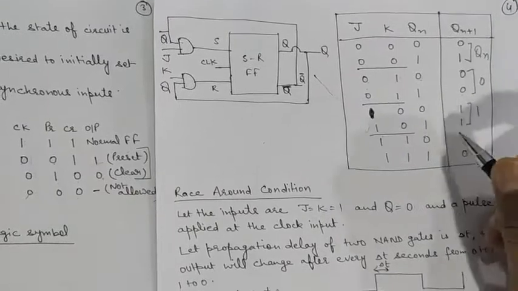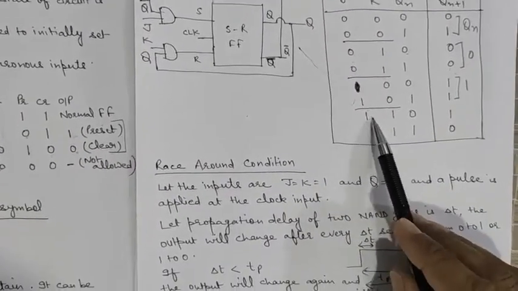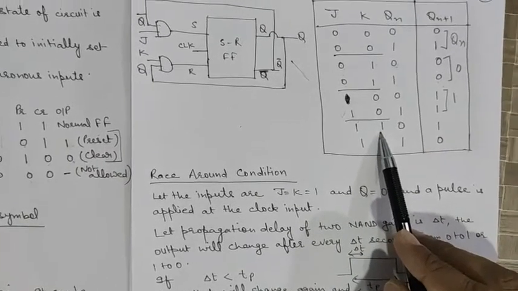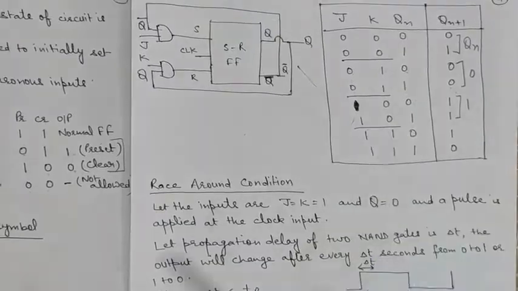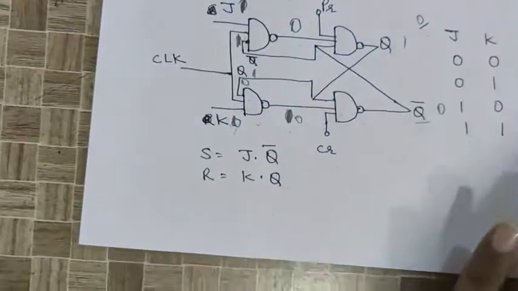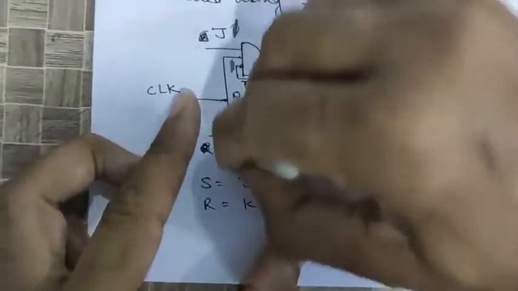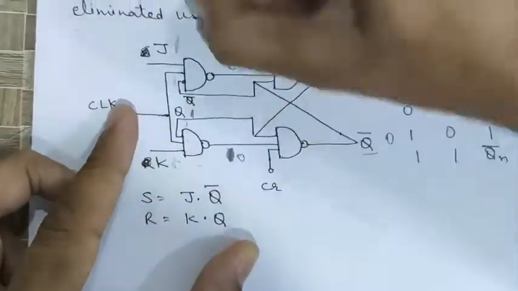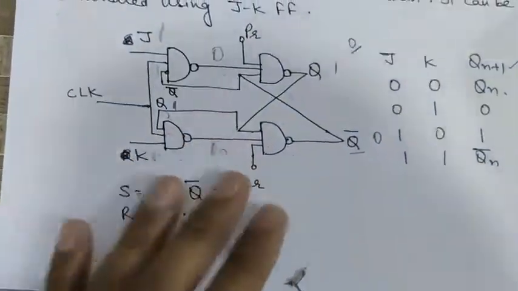So for the case of inputs J and K to be 1 and 0, we will always get the value to be 1. Now we are moving on to the last case, which is the most important case, that is 1 1, because we have to overcome the problem of SR flip-flop, the problem of 1 1. So I am taking J and K as 1 1, and suppose I am having the value of Qn to be 0.